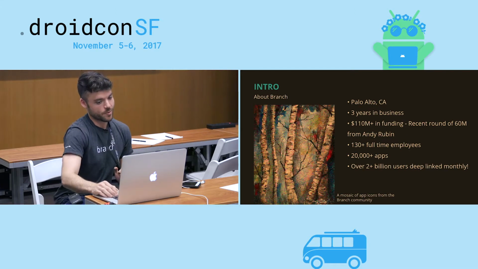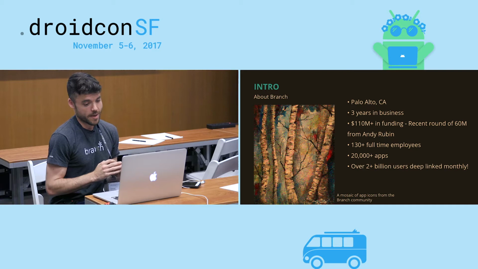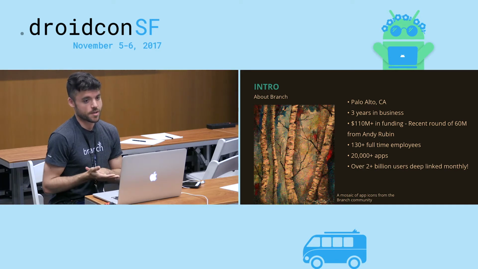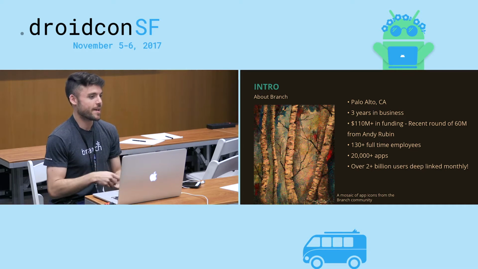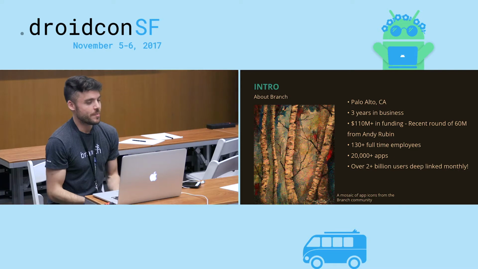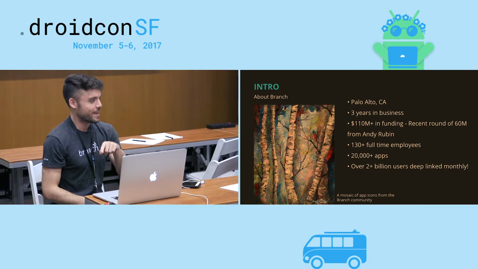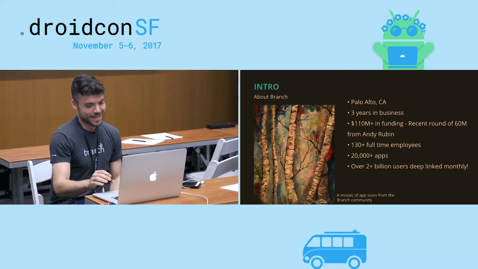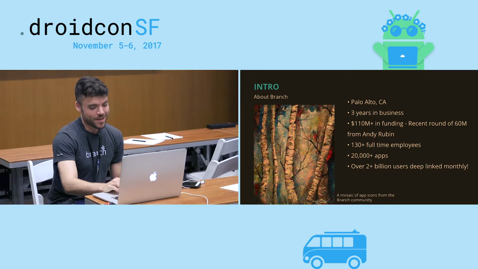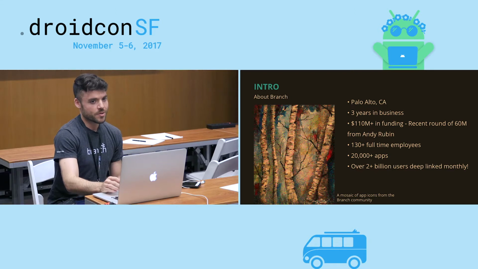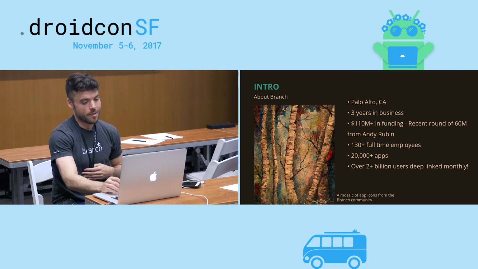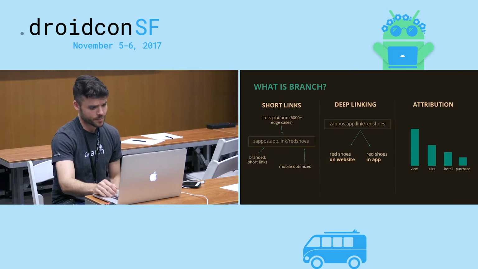A little bit about Branch. We're based out in Palo Alto. We're about 3 years in business. In our recent round, we raised $60 million from Andy Rubin, who's the co-founder of Android. So in a very meta sense, my colleague Sojin and I get to be paid by the guy who created Android to create Android stuff. That's something I like to brag about. It says 130 plus full-time employees. I think we're up to maybe 150-ish now across the world. We're in over 20,000 apps, and we serve billions of deep links a month.